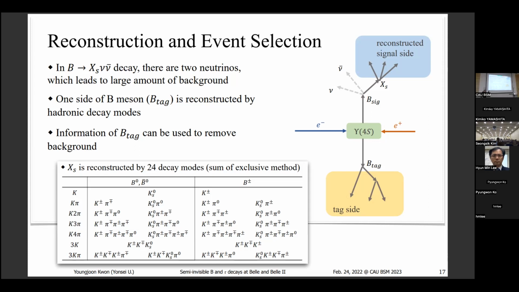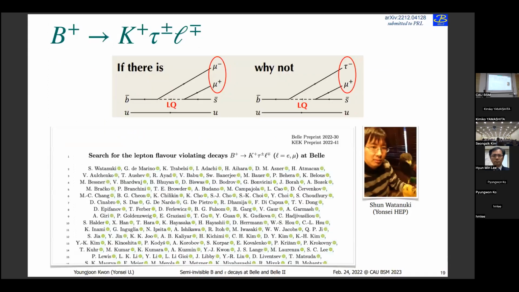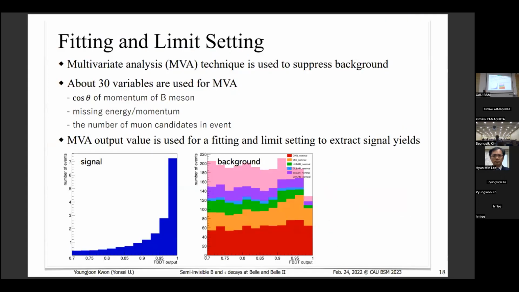Then he sums up everything. So this is a very laborious method, and it is doing well. He has not looked at the real data yet. So far it is only a Monte Carlo study, but the expected sensitivity is competitive with B2K nu nu-bar, okay? So this is very preliminary, but I just wanted to mention it because it is our group's work.